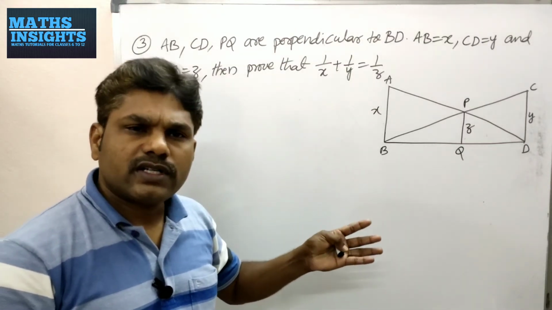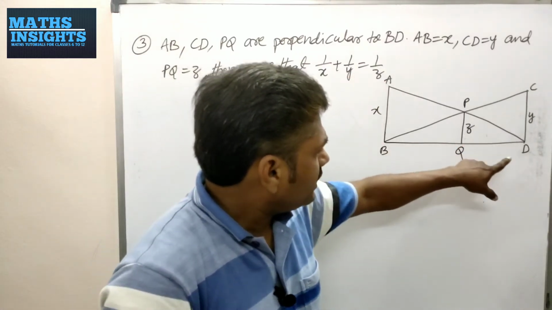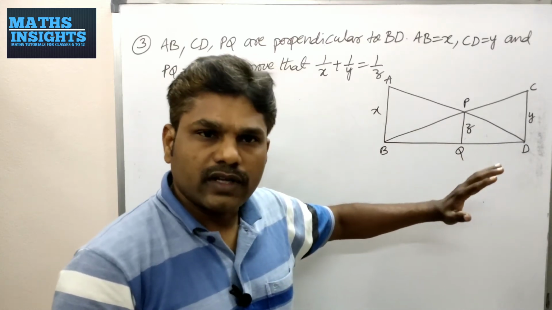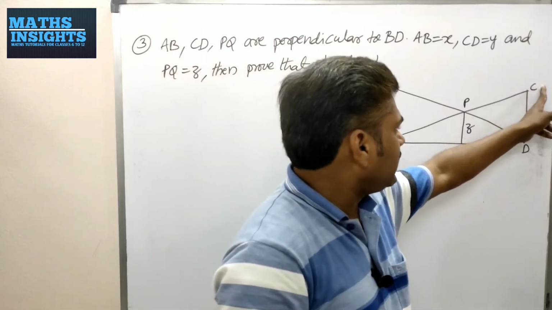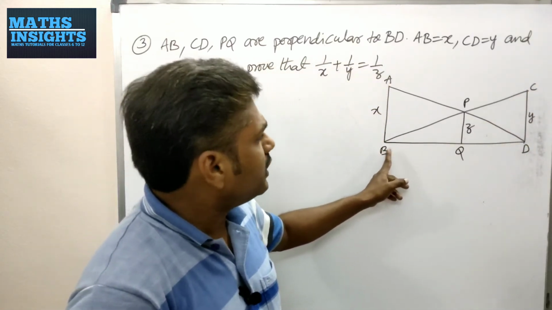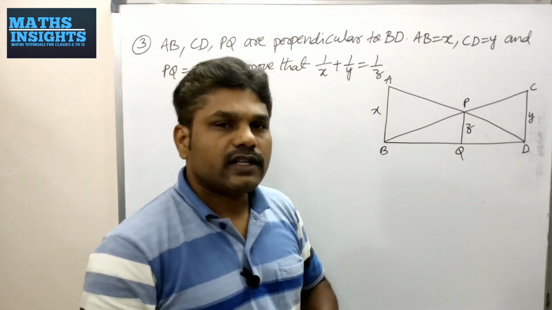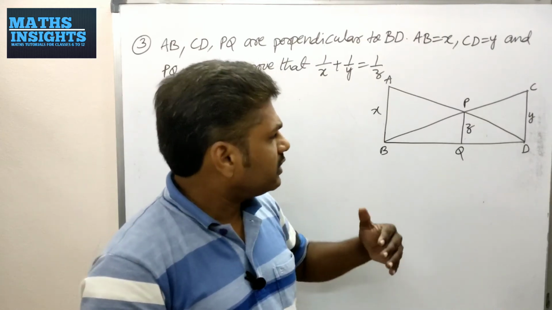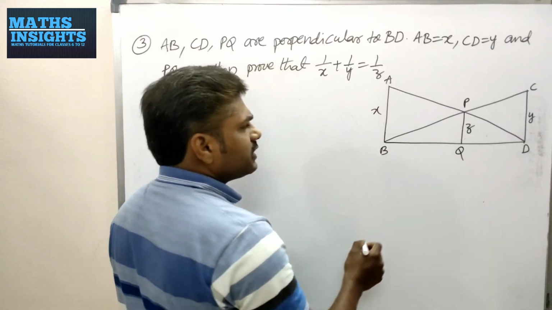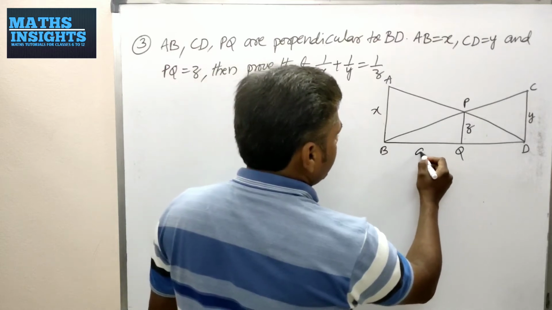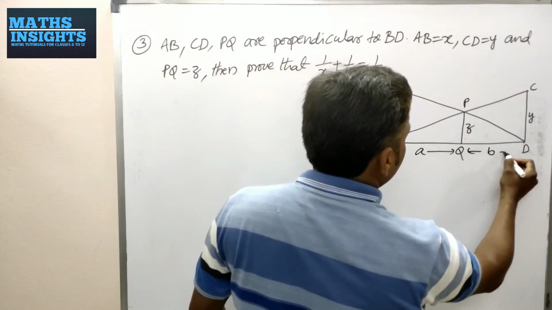This seems difficult, but it's very easy. We will prove that triangle ABD and PQD are similar. From that we will get one equation. After that we will show that triangle CDB is similar to PQB. Then we will have some relation between the two equations. Then we will conclude that. Let the length of BD be A and this is B. The distance from here to here is A and this is B.